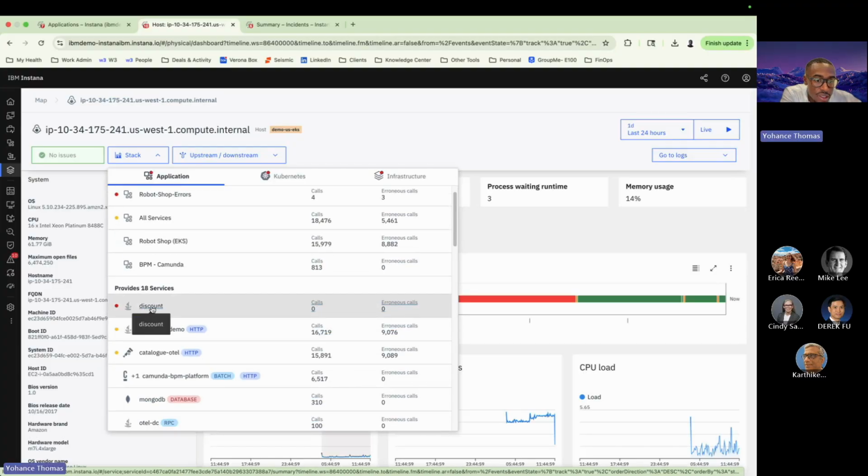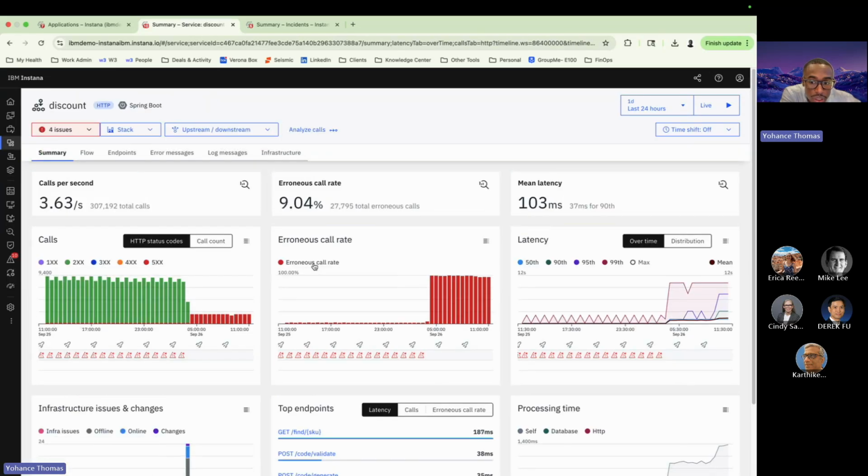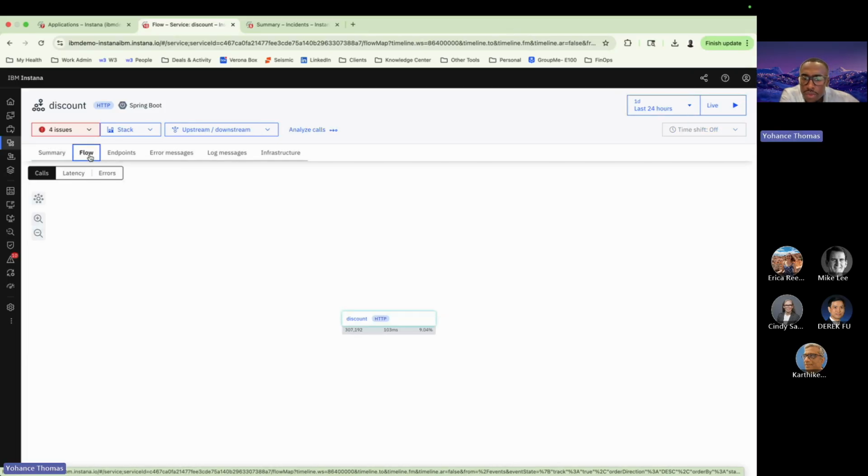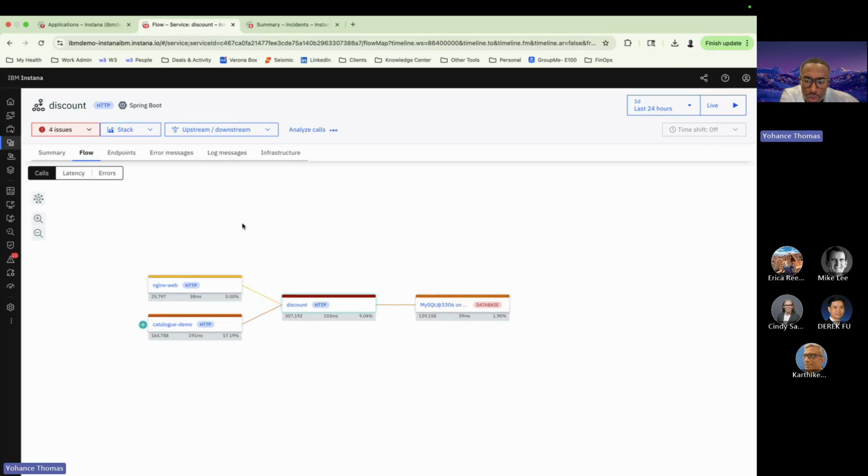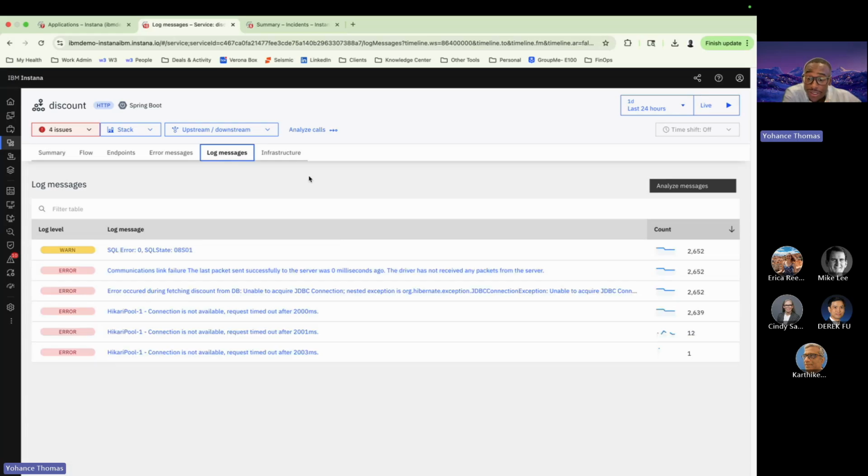So here we see discount as a critical service that's not working, of course. Then we're taken to a page that gives us more detail around that particular service on this particular piece of infrastructure. From here, we're able to see a number of other views, such as flows, showing how that service is connected to other downstream and upstream processes. And most importantly for today, we're able to see the log messages.